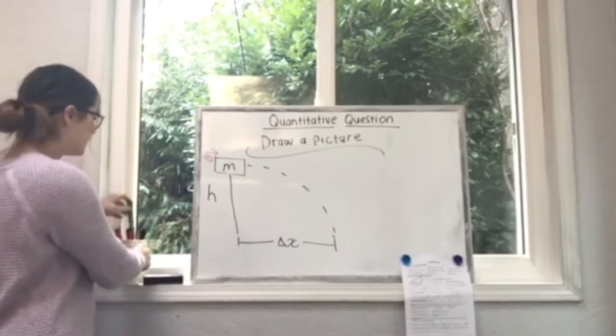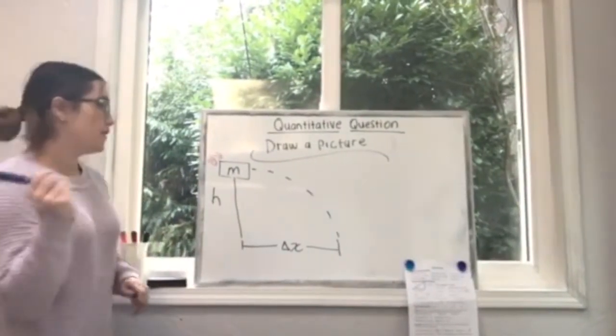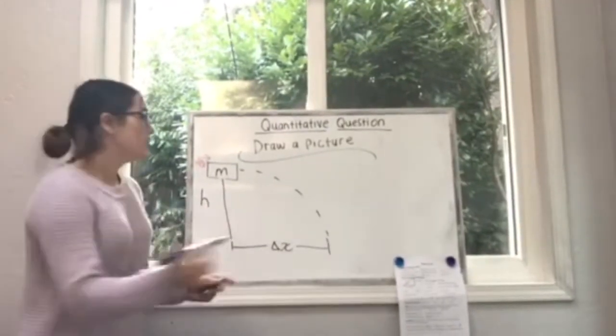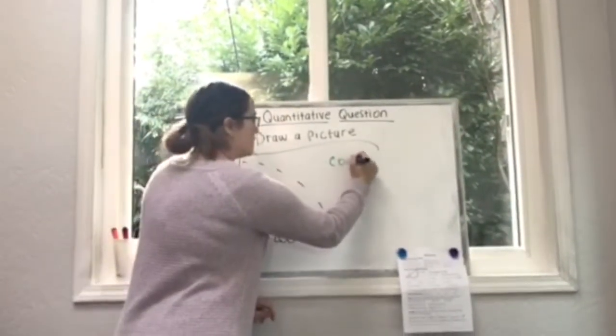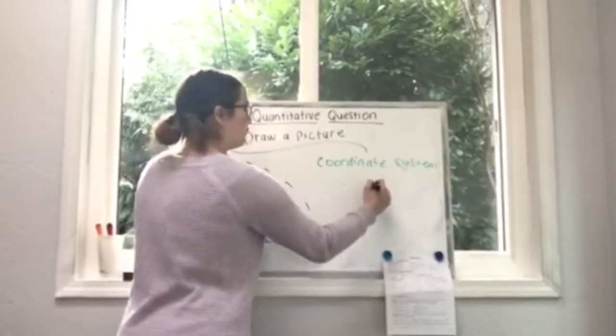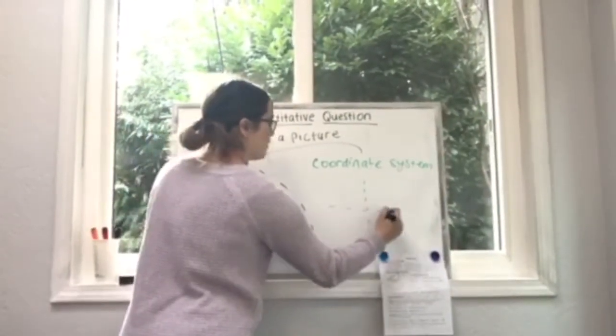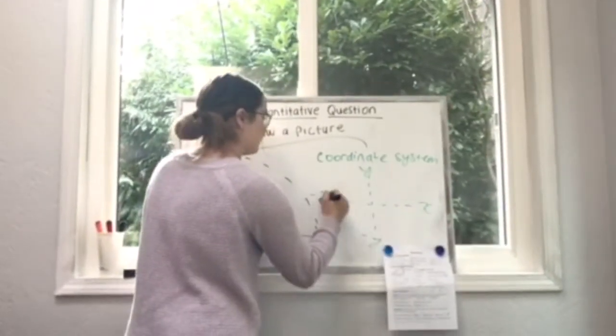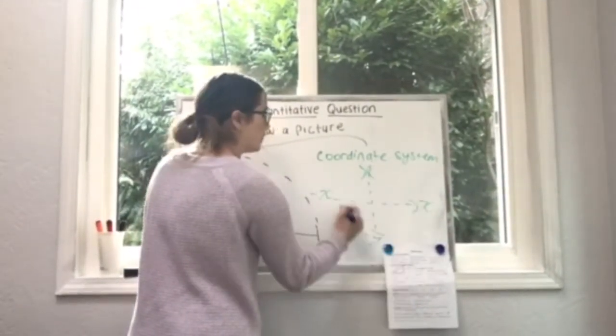In addition, we need to define our coordinate system. So whenever we draw a picture, we want to know what direction is what. So I'm going to write our coordinate system here, where we will have our typical x and y graph that you guys are probably all very familiar with.